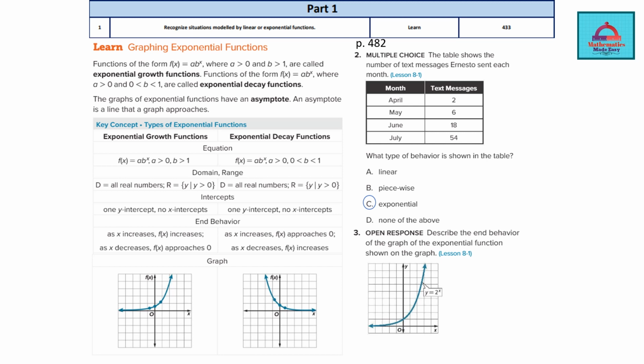Definitely it is exponential behavior, as you see 2, 6, 18 and 54 are increasing exponentially. Then you have open response, explain the end behavior. Again, it is a growth function, it is increasing. So as x increases, y increases, and as x decreases, y decreases. So on the left and right of the graph, you have the end behavior.